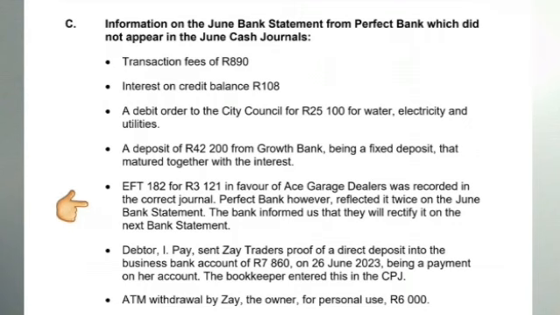And then the next bullet says we have an EFT 182 for 3,120 in favor of Ace Garage Dealer, which was recorded on the correct journals. So meaning whatever they did in the cash journals with this amount of 3,120 is correct. But then they're saying to you, the bank, however, reflected it twice in the June bank statement. The bank informed us that they will rectify it on the next bank statement. So it is a mistake on the bank's part, but they have already seen it and they have told us that they are going to record it in the next bank statement.